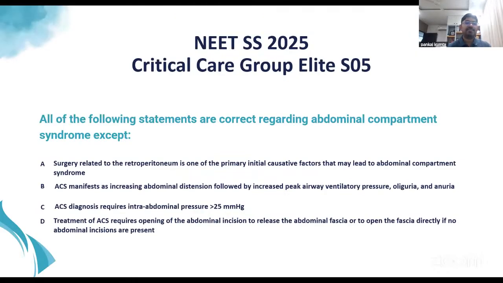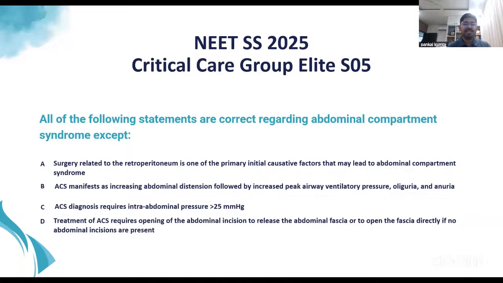Again, next question. All of the following statements regarding abdominal compartment syndrome, a very important aspect. Here, the patient has surgery related to the retroperitoneum, one of the primary initial causative factors that may lead to abdominal compartment syndrome. Yes, it is a possible problem.